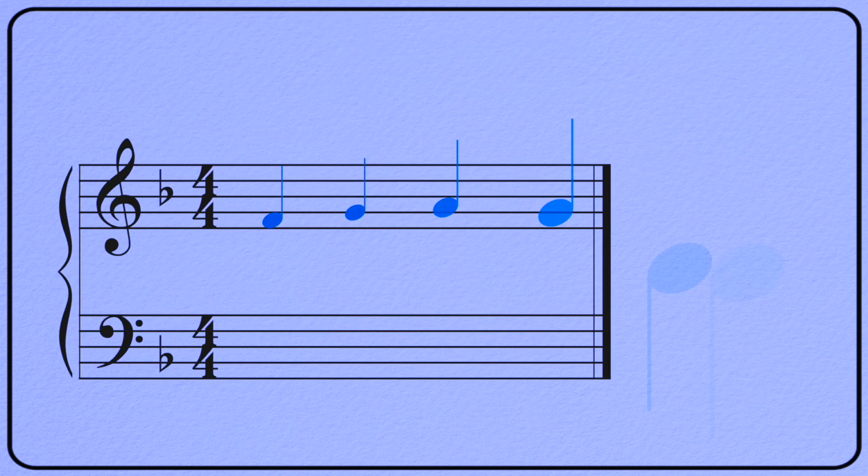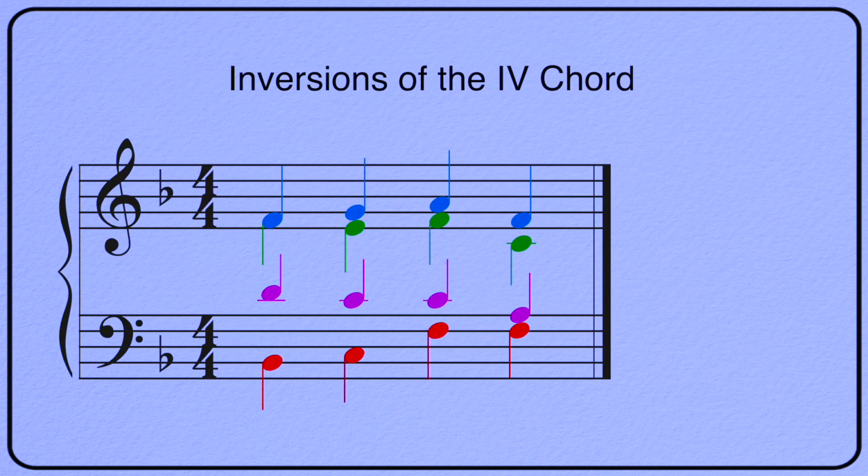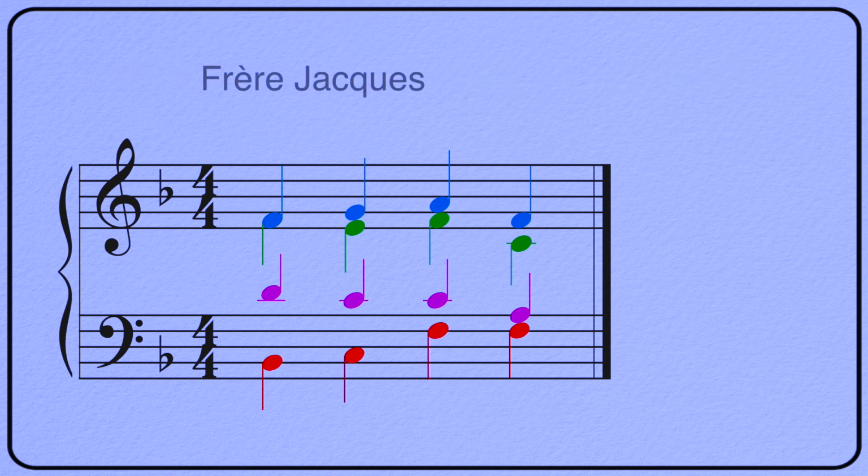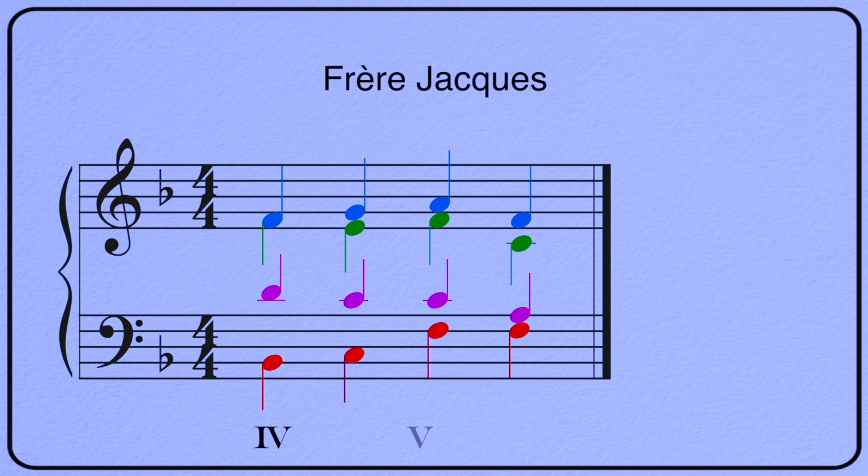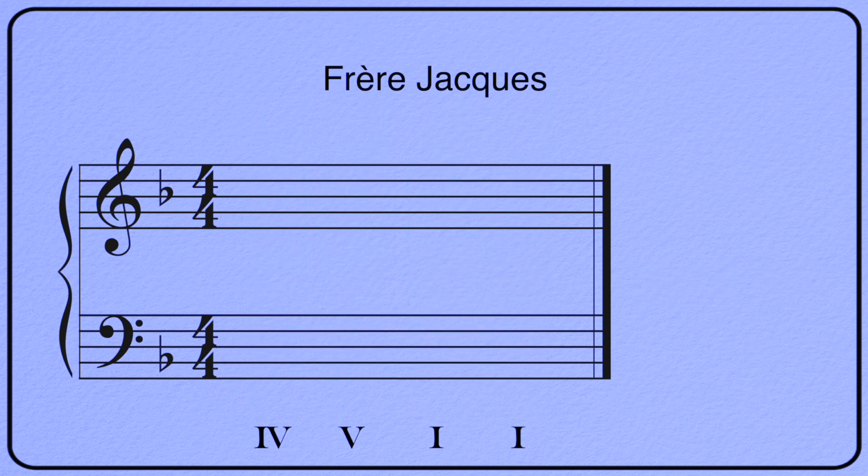Now, because parallel fifths are such a risk when going from 4 to 5, it's often a good idea to use inversions. Let's look at Frère Jacques, and here's a good example of what not to do. Our chord progression is 4, 5, 1, but because every chord is in root position, we get a nasty case of parallel fifths between the soprano and bass. All the more noticeable because it's outer voices. So let's use inversions to fix it.